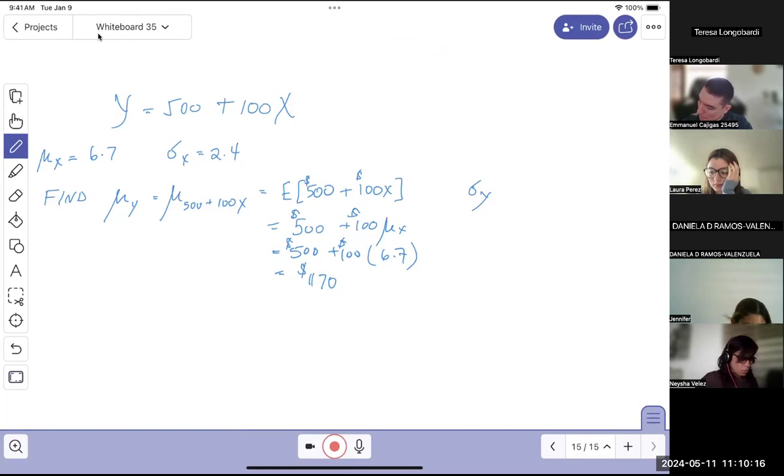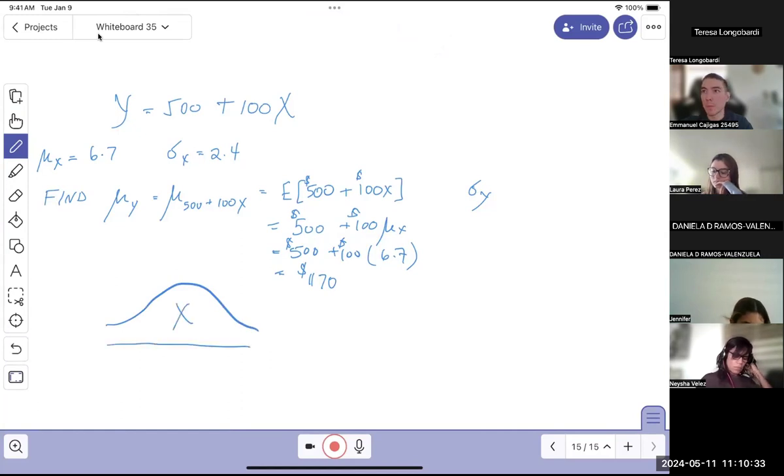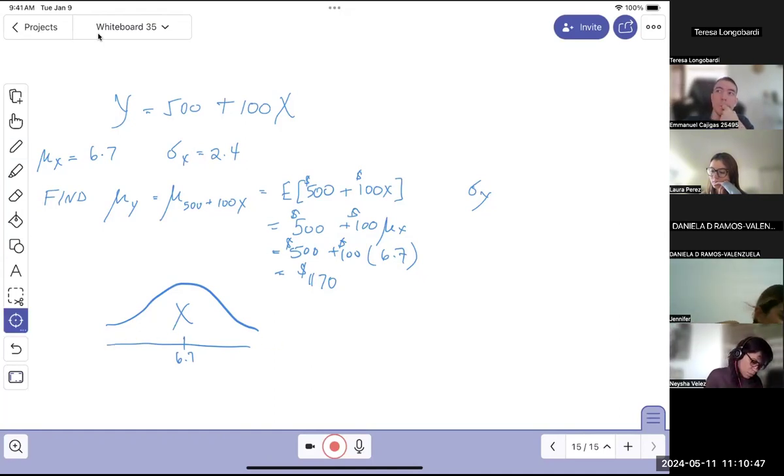So what we did was we took a distribution. Imagine there's a distribution. I'll just make it even like this. This is X. Let's say the middle is, they told us, 6.7. And what I'm going to do is multiply every value of X by 100. What happens to the distribution when I do that? What happens to the mean?